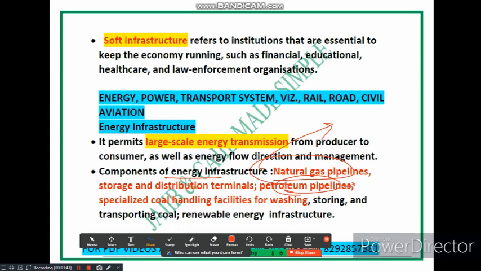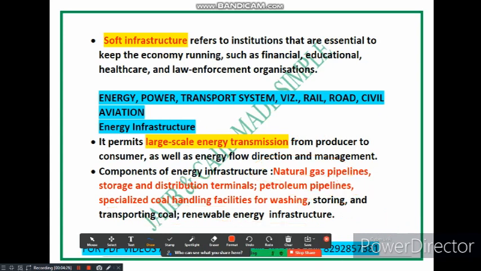The next is specialized coal handling facilities for washing, storing and transporting coal. Coal is a major source of energy in some regions and specialized infrastructure is required to handle coal efficiently. So it includes facilities for washing, storing and transporting it. So these are some of the important energy infrastructure, please remember. And the last point is renewable energy infrastructure. Basically, it refers to infrastructure that is needed for harnessing and distributing renewable energy resources. Can you give me some examples of renewable energy? Solar, wind, hydroelectric power, these are examples of renewable energy.